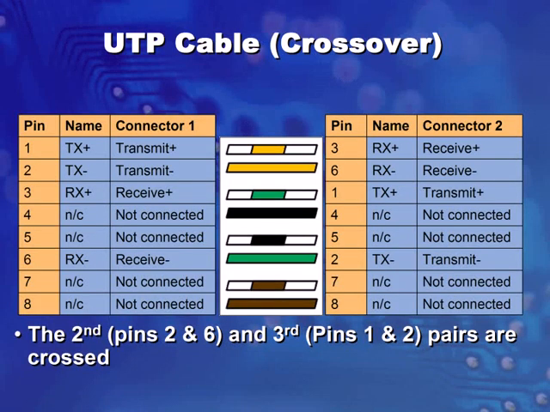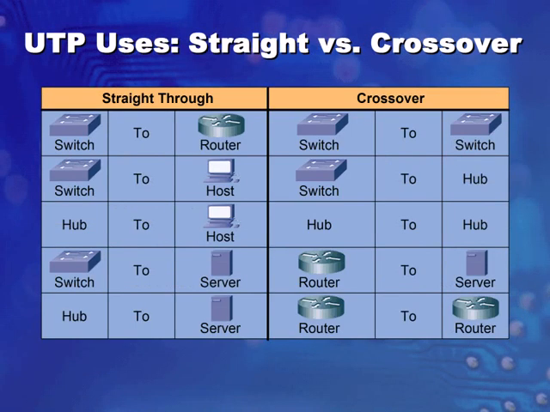All right, so to give you a good example of when to use a straight-through cable and when to use a crossover cable, I've created a couple matrices for you to show the difference. If you're connecting a switch to a router, you'd use a straight-through cable. A typical switch to PC connection, you use a straight-through cable. Connecting a hub to a host, again, straight-through cable, and so on.